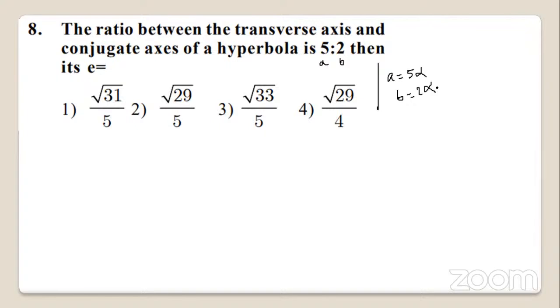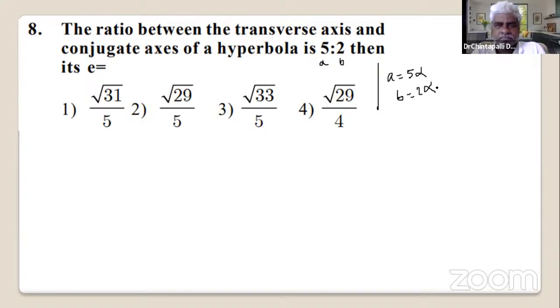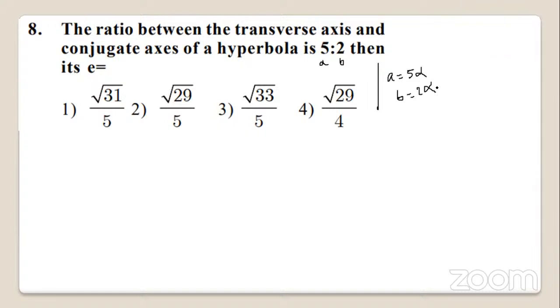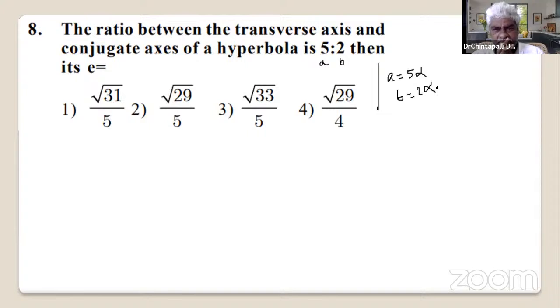So we can write 5 alpha whole square plus 2 alpha whole square by 5 alpha. Good, very good. 25 alpha square plus 4 alpha square by 5 alpha equals root 29 alpha square by 5 alpha. So is it root 29 by 5? Yes, root 29 by 5. Very good.